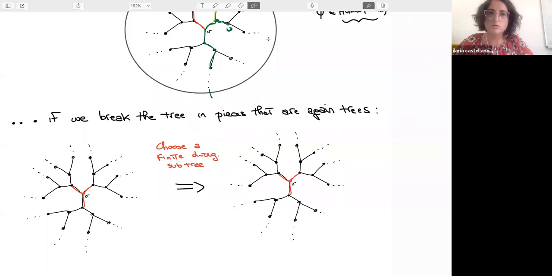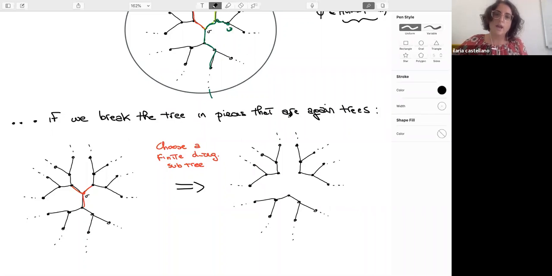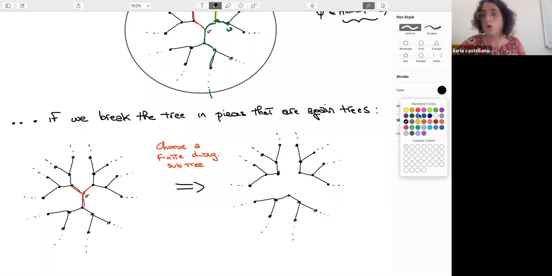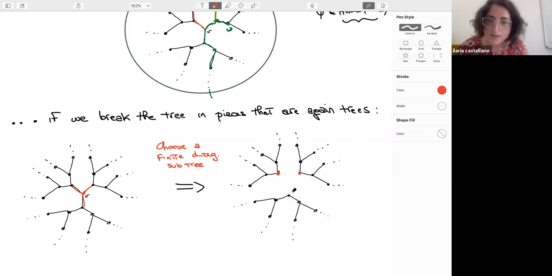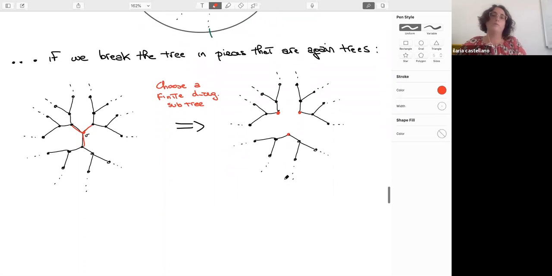So now I want to cut this finite tree away, and what do I get? Now I get a forest. So this is a set, a graph which is formed by the union of these disjoint trees, and now you see that these trees are still regular, but they are rooted. So now, what can I do?